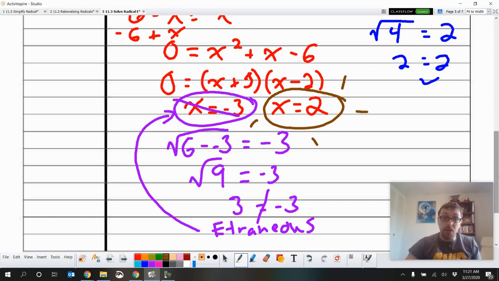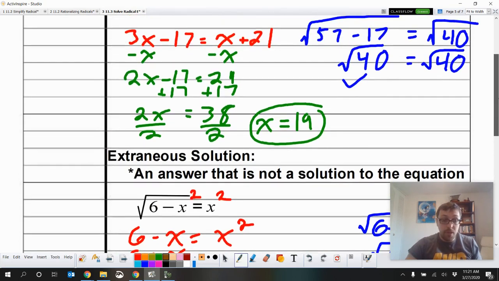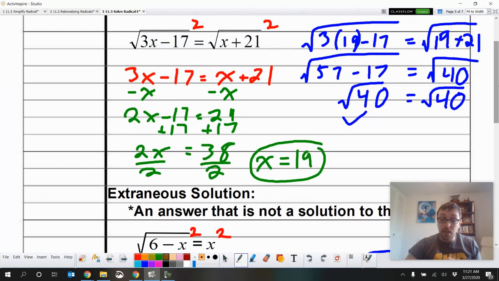That's it for our notes for today. Remember, if you need to solve with a radical, your first job is to get the radical by itself, then square to get rid of your radical. After that, you want to do other solving steps, either with linear or quadratics.